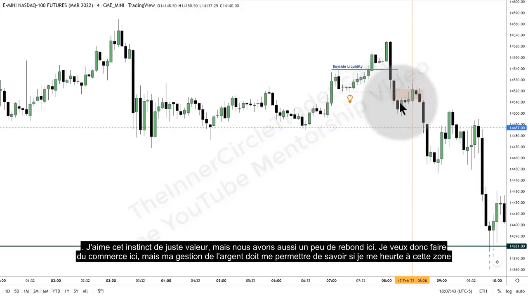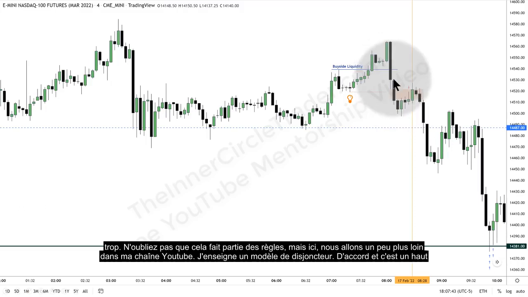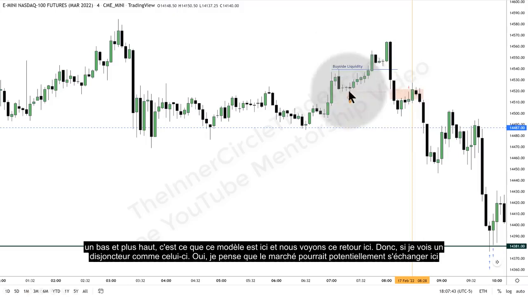I like this fair value gap, but we also have a little bit of imbalance in here. So I want to trade in here, but my money management has to permit me to weather a run up into this area too. Remember that? That's part of the rules. But in here, we're going a little bit deeper. In my YouTube channel, I teach a breaker pattern, okay? And that is a high, a low, and a higher high. That's what this pattern is here, and we're seeing that return here.